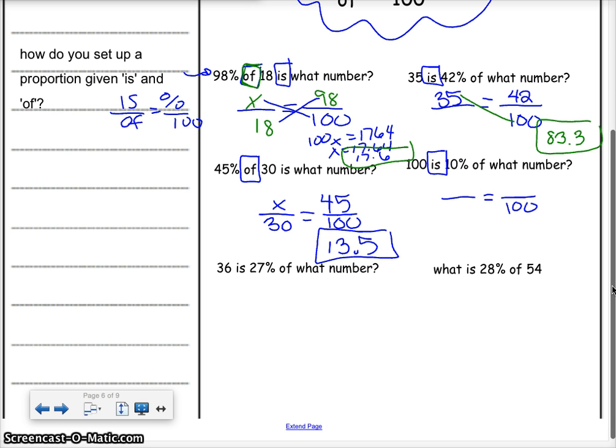100 and 10%. Which one is the is? 100, right? Because 10% is claimed. So 10 goes where the percent goes, and 100 is the is. So 100 squared, actually, divided by 10 is 1,000. X is 1,000.